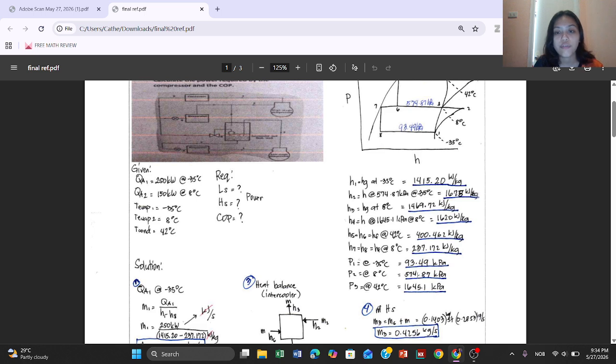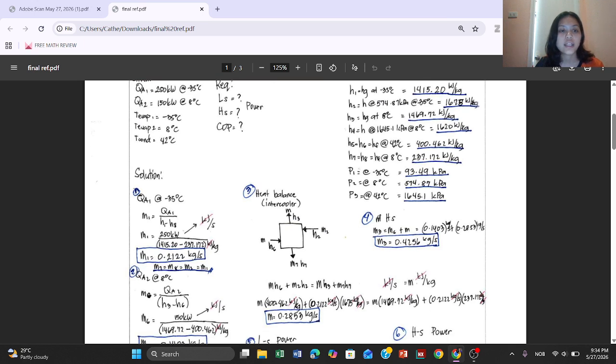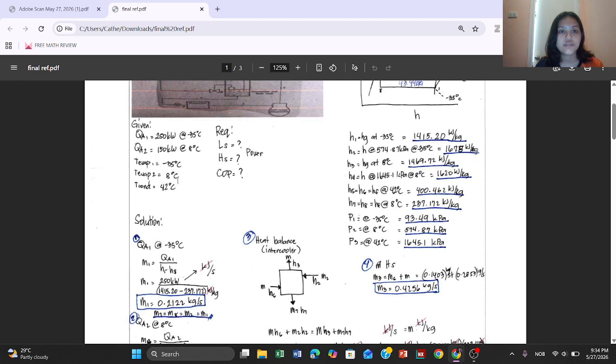Pressure 2, we have 574.87 kPa. And for pressure 3, or condensing pressure, we have 1645.1 kPa. Now let's proceed to the solution of this problem. So first, we need to get the mass flow rate at point 1 using the refrigeration capacity given in this problem.